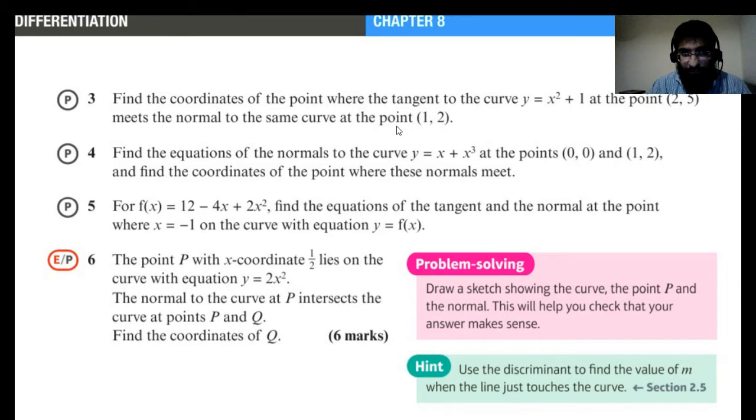The normal is at a different point. Let's say there is a different curve, and there is a normal to this one. This is the normal that we are talking about. It's not normal to the same tangent. It's normal to the same curve.